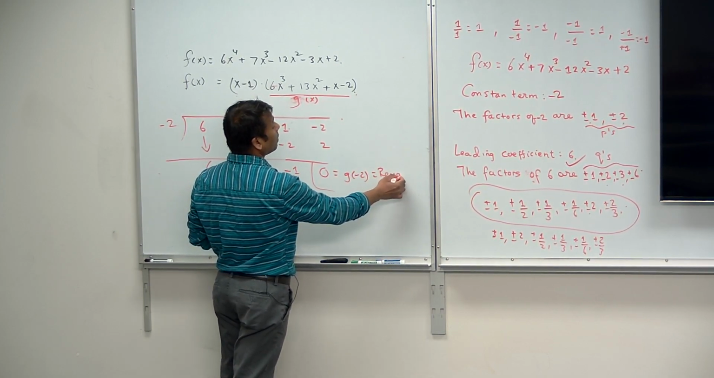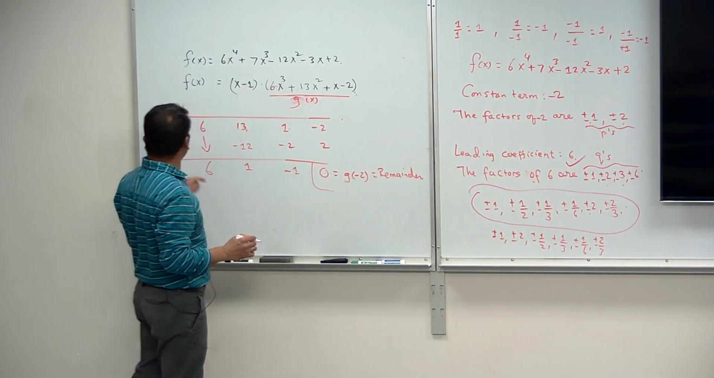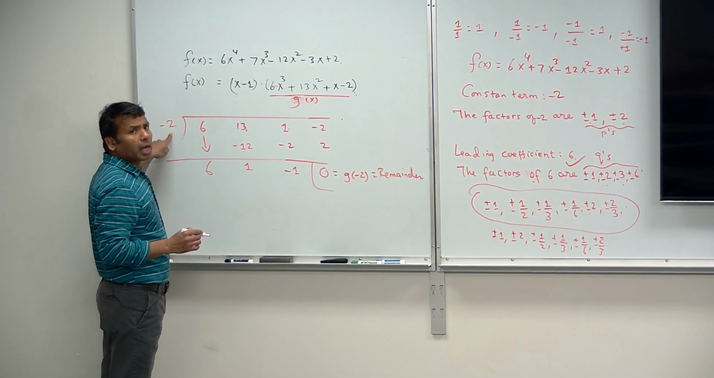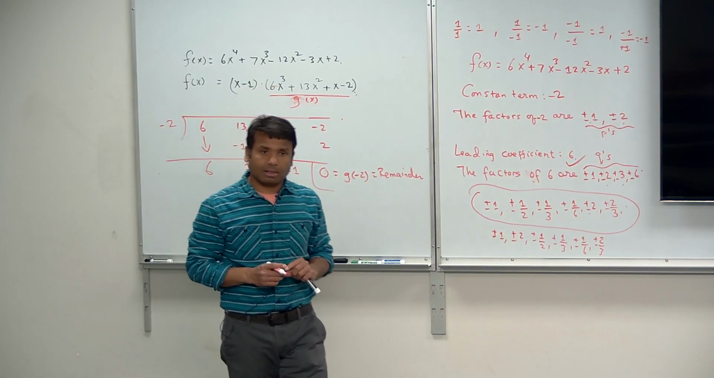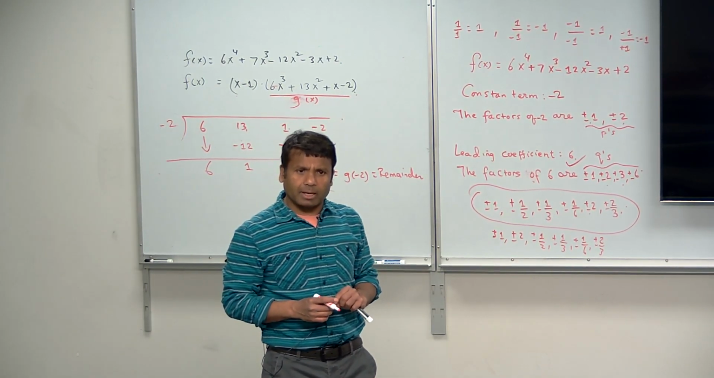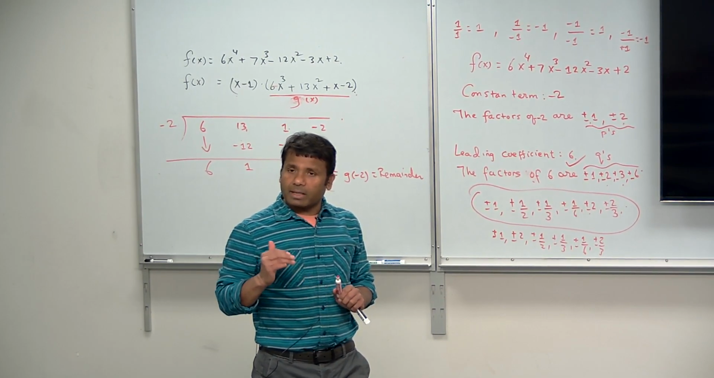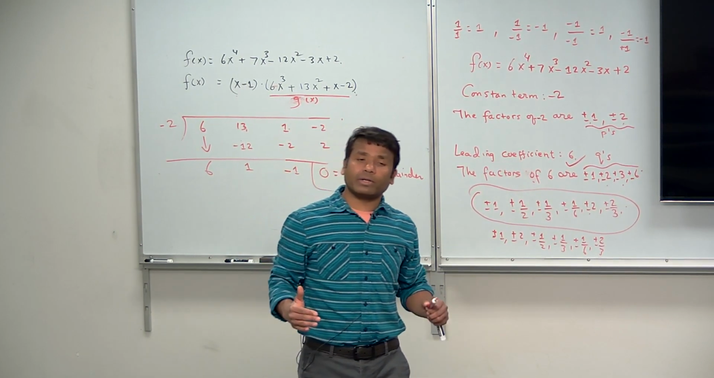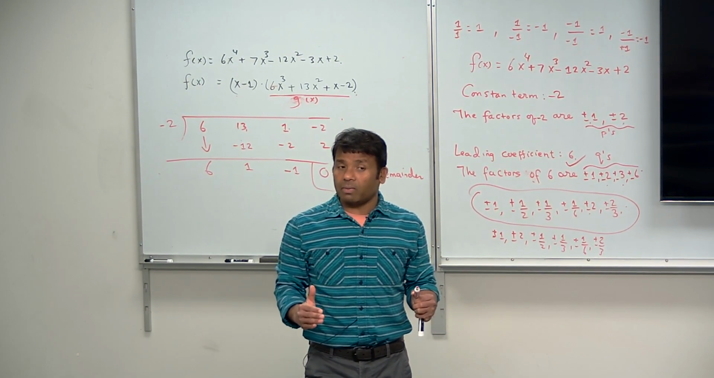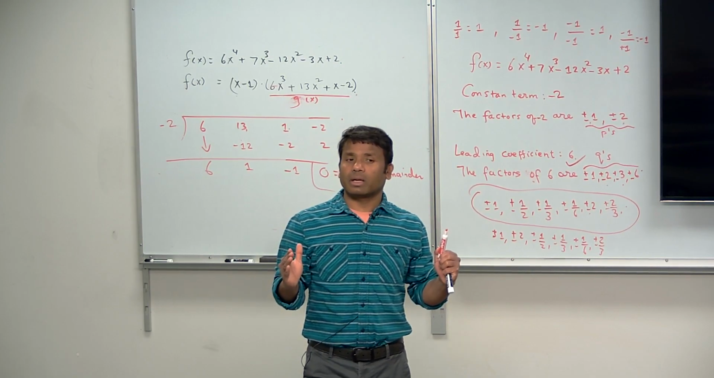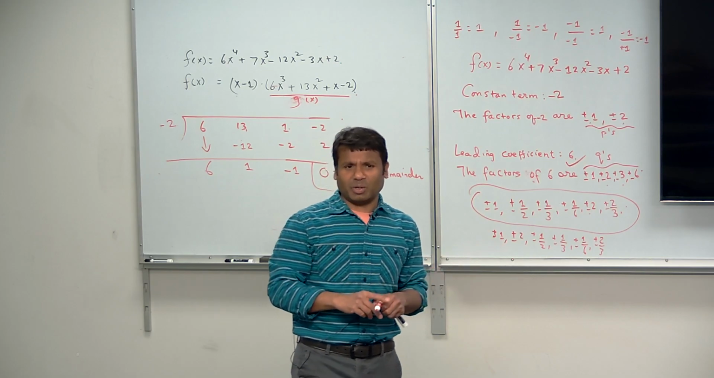So you guys know, according to the factor theorem, x plus 2 is a factor of what? g(x). You know the factor theorem, right? x minus k is a factor of f(x) if and only if f(k) equals 0. You see what I'm talking about?